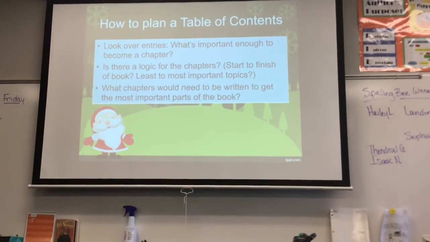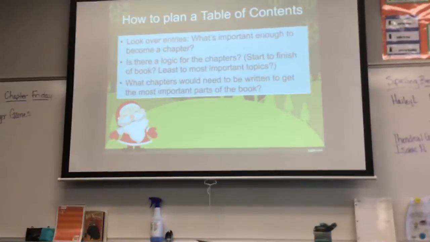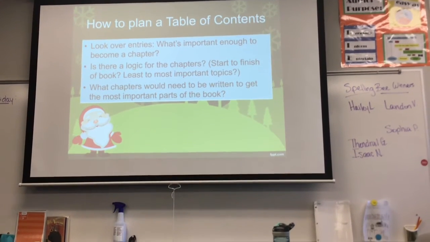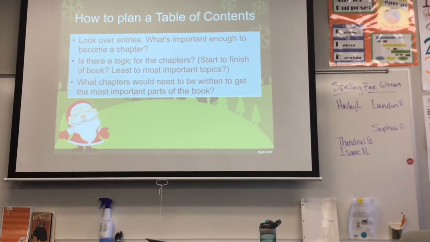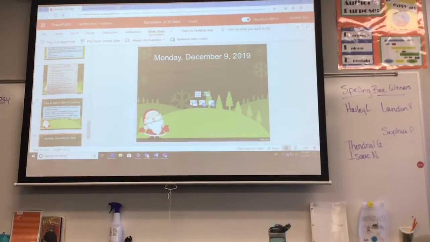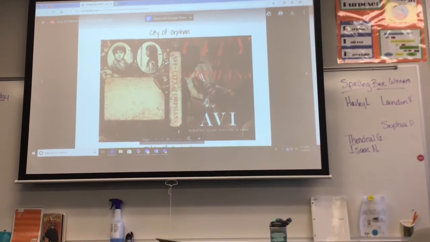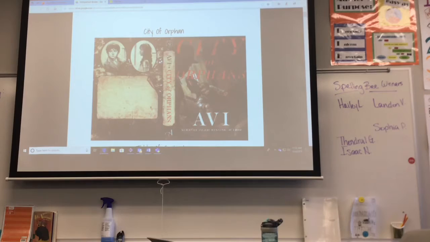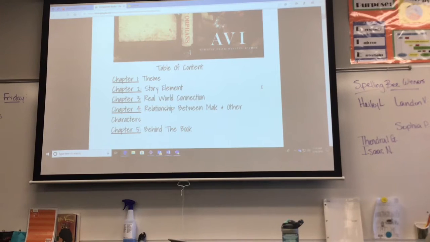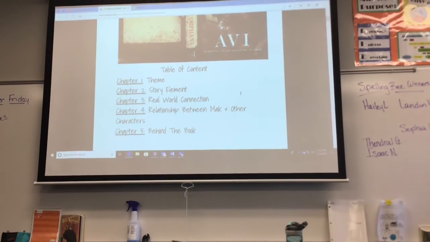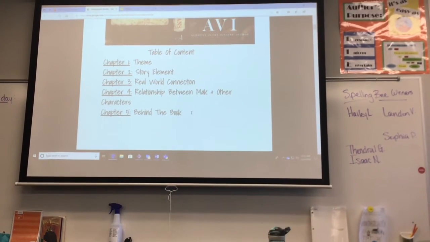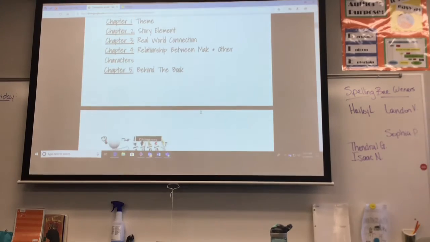As we're thinking about this, I want to give you one other example of a companion novel that's been done, because I don't want you to freak out too much as you hear that you are going to be writing a companion novel. Okay? There is an example that I received last night, written by Avi. You can see this was their first page. They have the picture of the book, and then their table of contents. In this book, there are only 5 chapters: the theme, the story elements, the real world, the relationships, and behind the book.